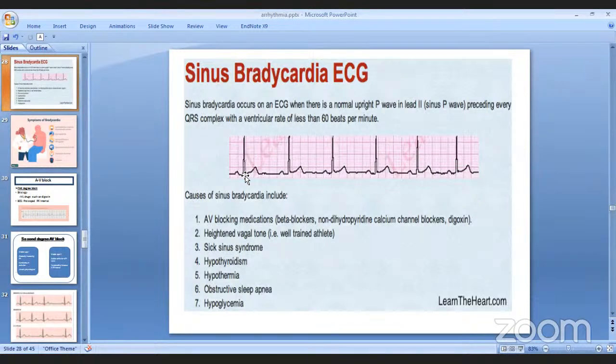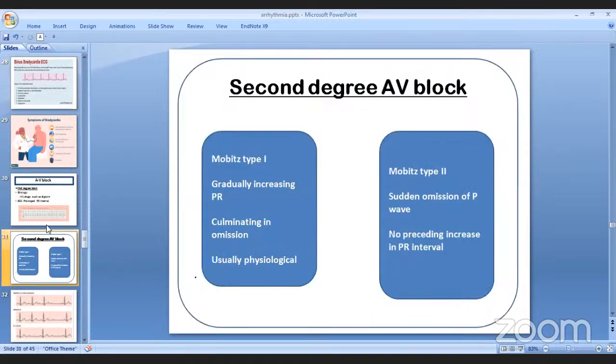So what are the causes? The AV blocking medications, as we've seen earlier. The AV blocking medications have the mnemonic ABCD: adenosine, beta blockers, calcium channel blockers, and digoxin. It can be a heightened vagal tone. Athletes are normally bradycardic because of the heightened vagal tone. Sick sinus syndrome can again cause sinus bradycardia. Hypothyroidism, hypothermia, hypoglycemia, and obstructive sleep apnea can also cause it.